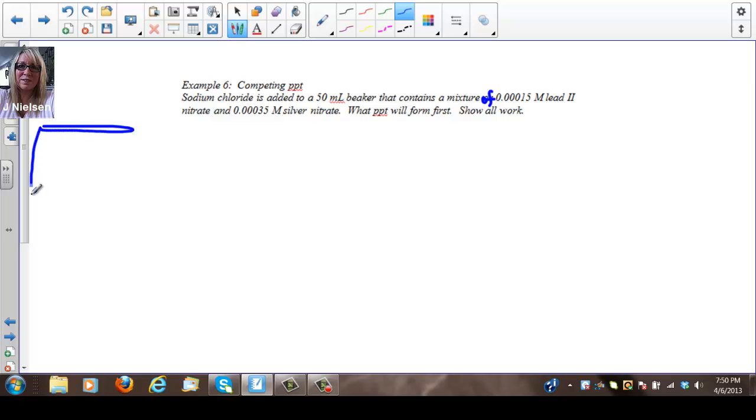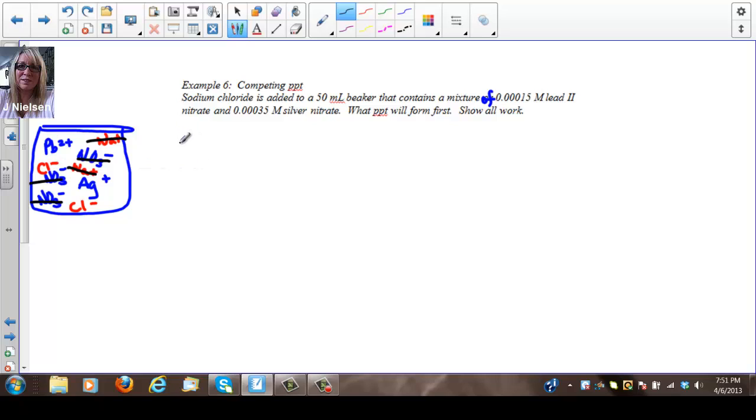So in this beaker I have Pb ions, and I've got silver nitrate. And I'm going to add sodium chloride to it. So now I've got Na plus and Cl minus. So what do I know? What's going to happen? Well, we know all nitrates are soluble, so they're out. And we know that Na is soluble, so that's out.